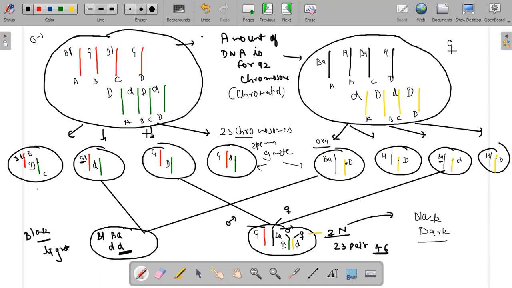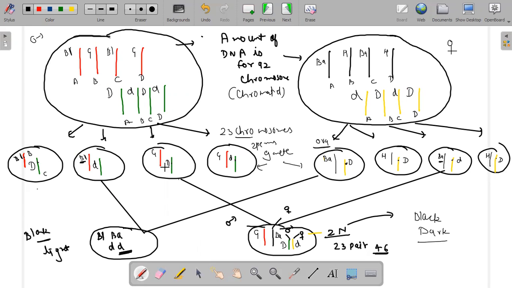Any random chromosome can go with a random chromosome. You don't have to do this with all 23 pairs and 46 chromosomes. No one can do this. Actually, you don't have to explain this anywhere. You have to just understand this. This is just an idea I have given you, and you have to consider this with 23 pairs.